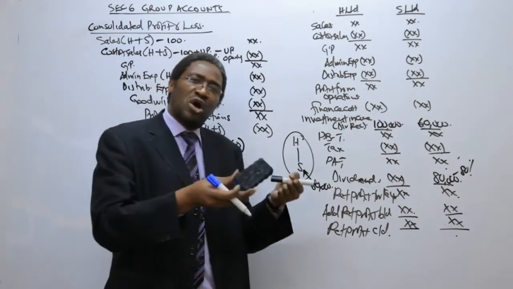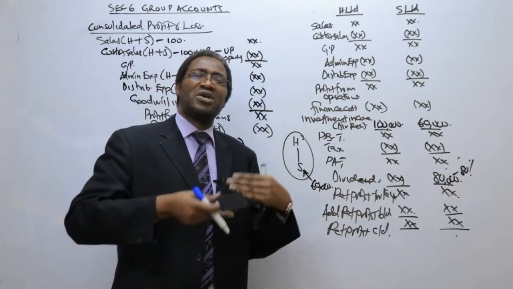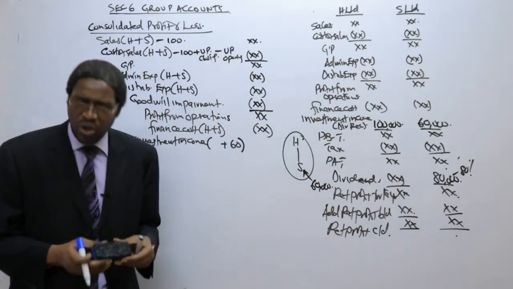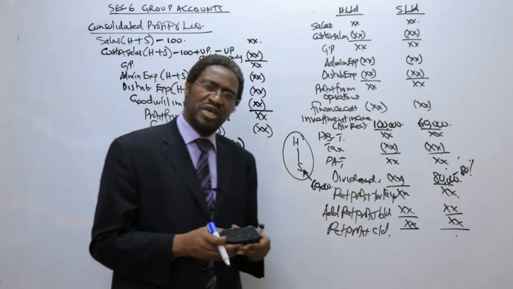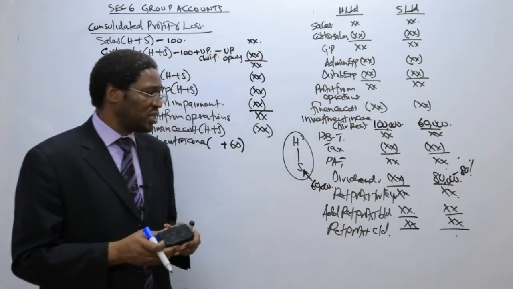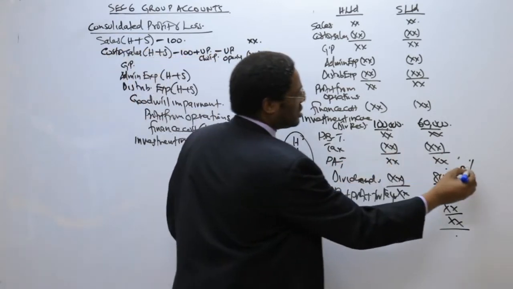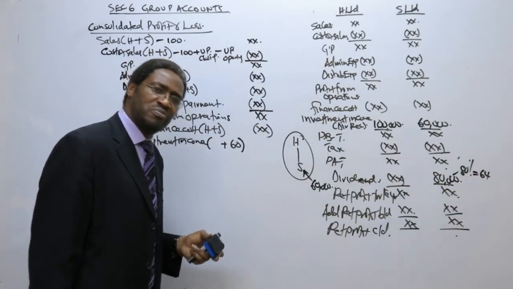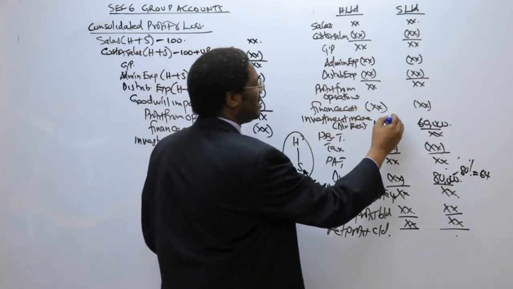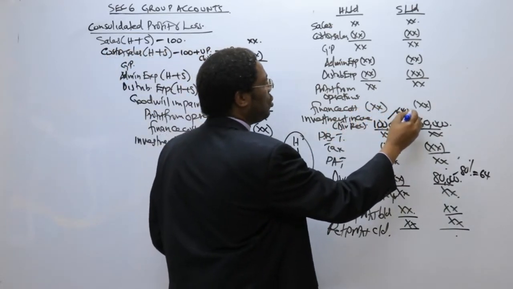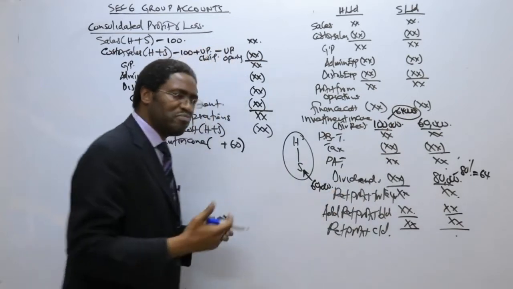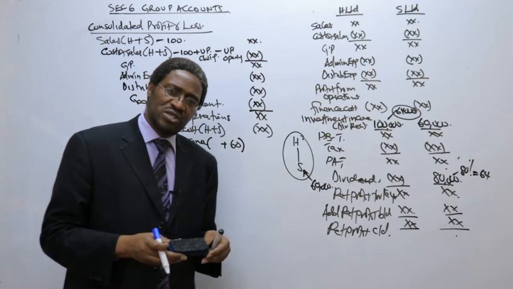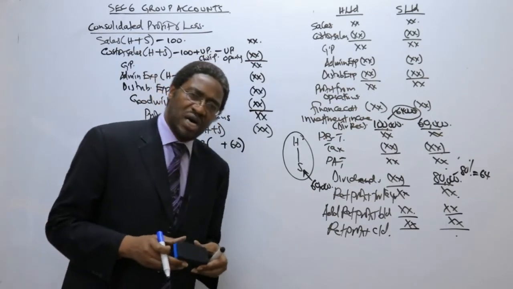Why? Because you are controlling 80%. The subsidiary company has paid their shareholders a dividend of 80,000. So you, as a holding company, must have been paid 80% of that 80,000, and that we saw is 64,000. So it means that out of these 100,000, 64,000 obviously came from a member of the group.